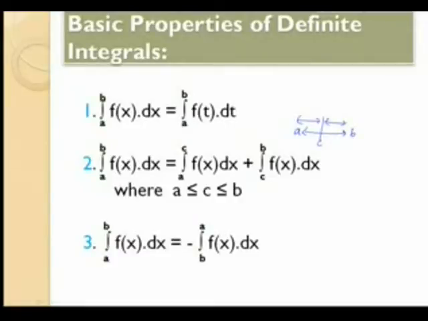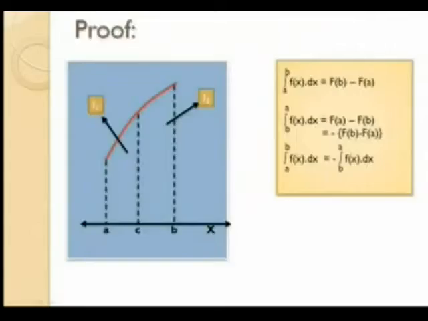The third is integral of f(x) dx from a to b is equal to minus of integral of f(x) dx from b to a. So if we reverse the interval, that is from a to b to b to a, then the value of the integral becomes negative of the value of the first integral. So if this is equal to I, then the value of integral f(x) dx from b to a would be equal to minus I. Now let us try to see the proofs of these properties.